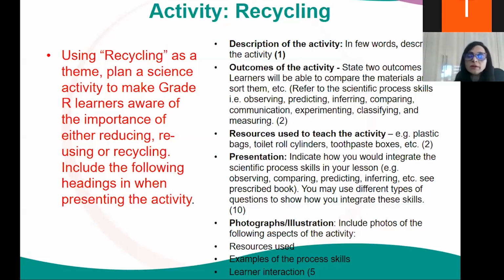For example, here, you can show them how an empty plastic bottle can be used to make a money bank, or how a Coke bottle can be used to make a rain gauge, or how any items can be used to make something that is functional. And you'll take photographs and the illustrations. And then the resources, an example of the process skills.